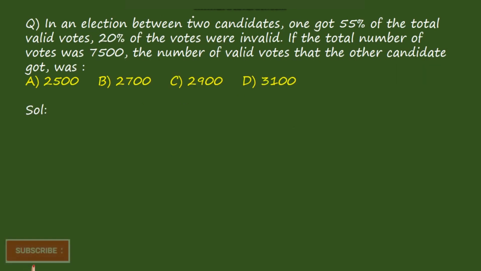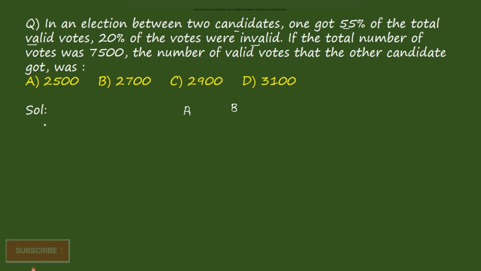In an election between two candidates, one got 55% of the total valid votes and 20% of the votes were invalid. If the total number of votes were 7,500, the number of valid votes the other candidate got was. Okay. First, we understand the question. They're saying that in the election between two candidates, we consider two candidates A and B. Right. And one got 55% of the total valid votes and 20% of the votes were invalid.